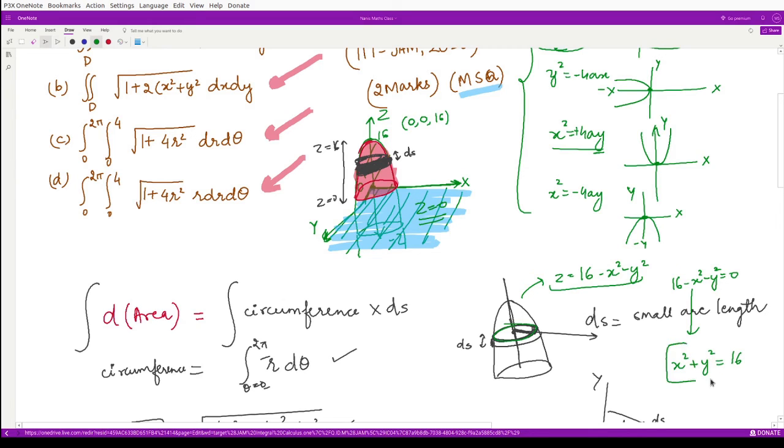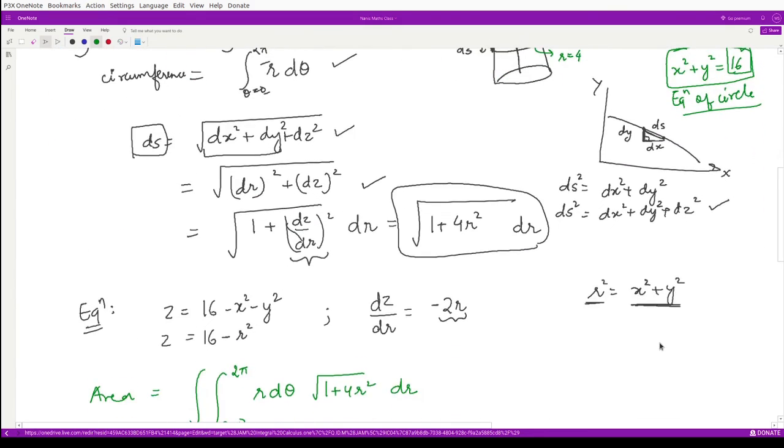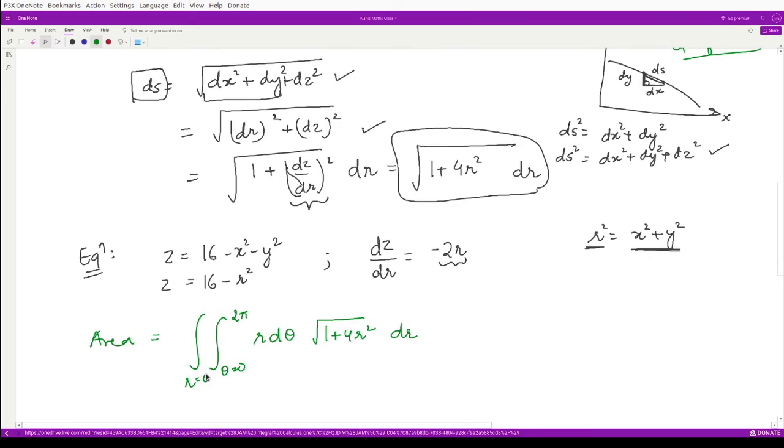So this is the equation of a circle having center at (0, 0) and radius equal to 4. That means whenever you talk about this ray, this point here is 0 for r, and at this particular point the value of r is equal to 4, the radius of this circle, right? So accordingly we have r varying from 0 to 4. So this is our area.